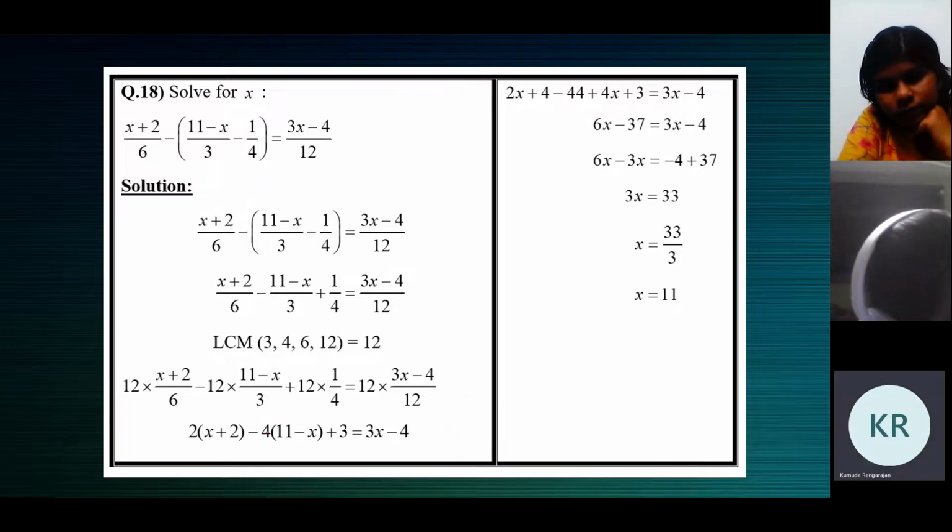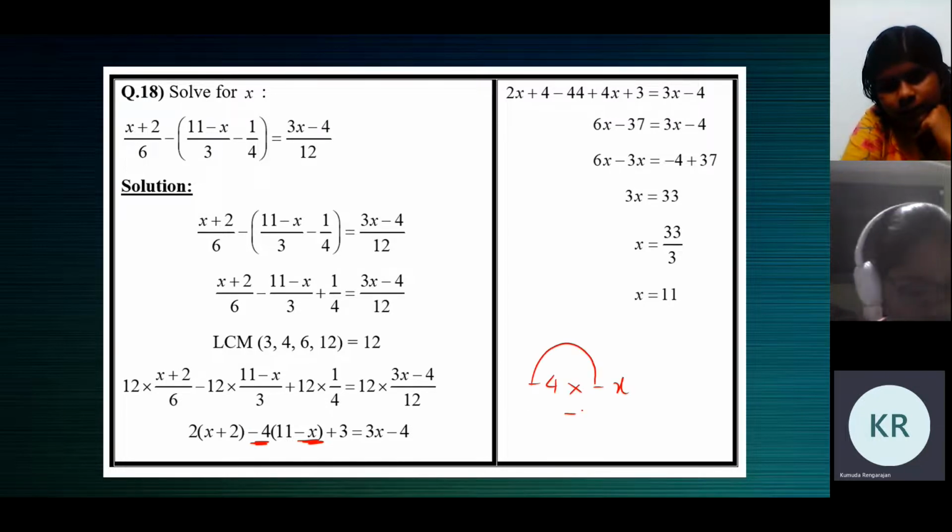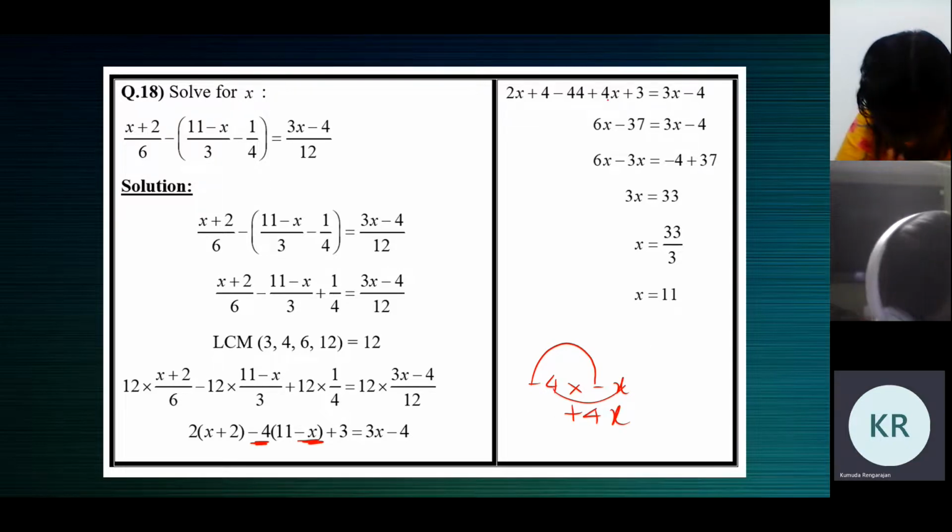Next, we have to multiply minus 4 and minus x. So how do you multiply minus 4 and minus x? Minus into minus, plus. 4 into x is 4x. So plus 4x. And this plus 3 as it is, equal to 3x minus 4.